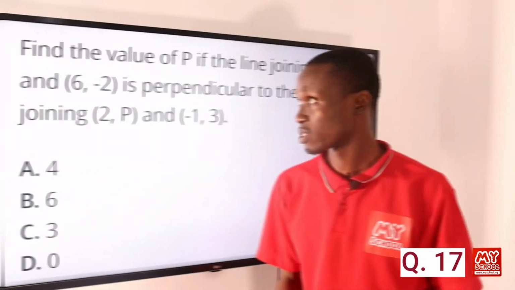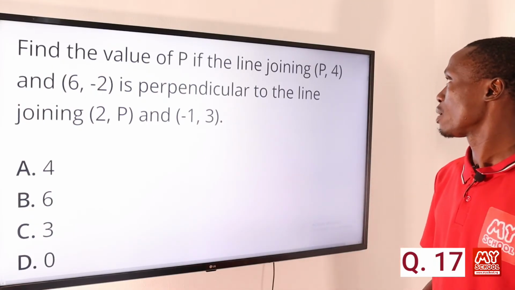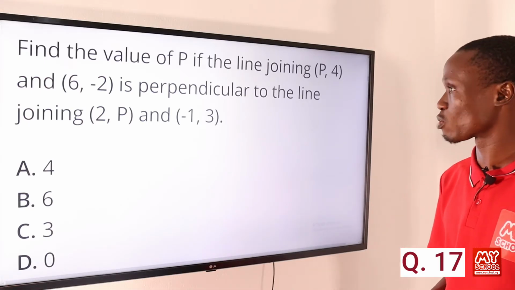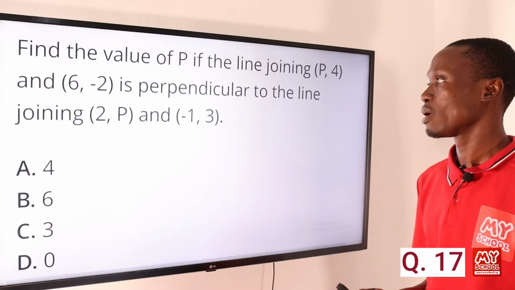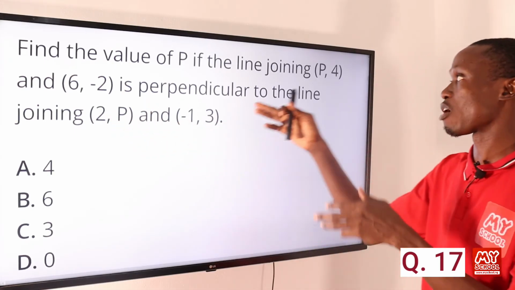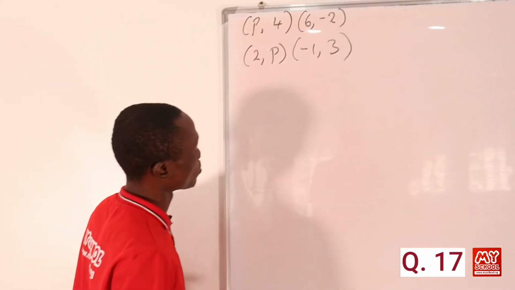Question 17. Find the value of P if the line joining P and 4 and 6 minus 2 is perpendicular to the line joining 2 and P and minus 1 and 3. Okay, so these are the points that form the line. So let's return back to the board to provide the answer to this question.